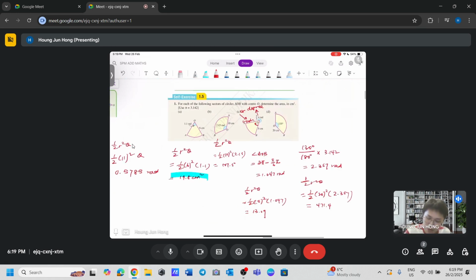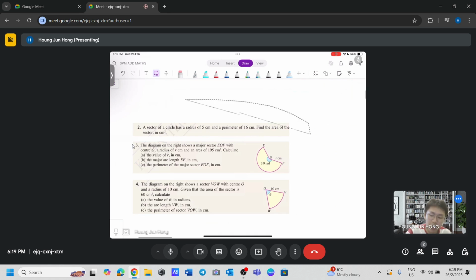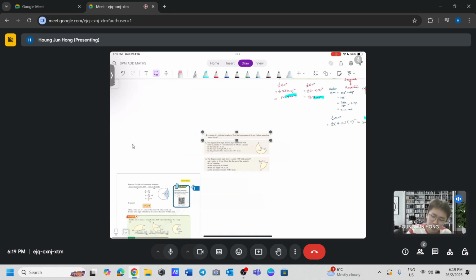Again, I hope so far it should be simple. It's really just plugging in the formula. If you remember the formula, or if you have the formula sheet, it should be really straightforward. Okay, next question.